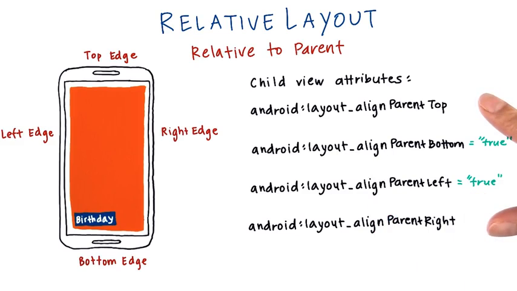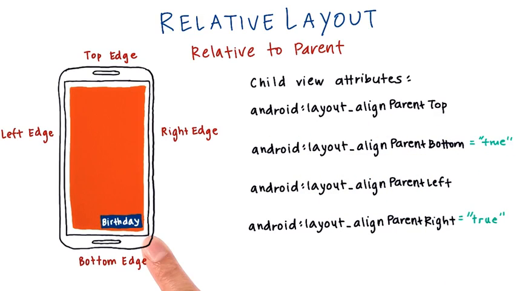These values are false, and they're false by default, so you don't need to include them in the XML code. And then for the very last corner, it's aligned to the parent's right edge and bottom edge, so align parent bottom and align parent right are equal to true. The other two are false, so we can leave them out of the code.